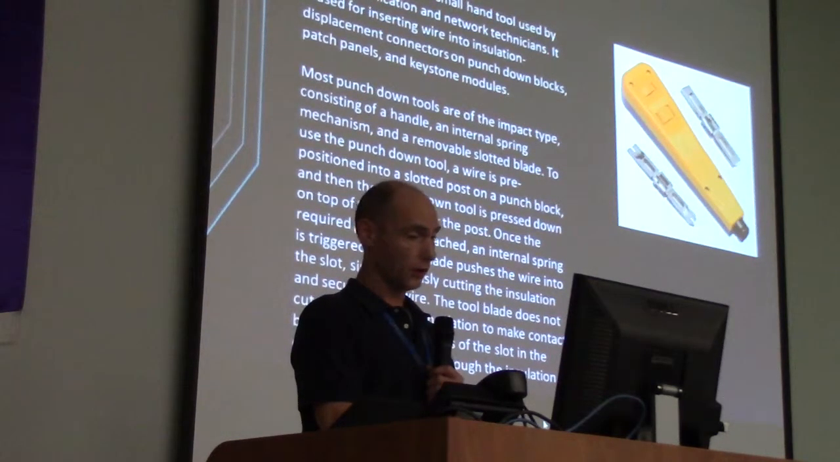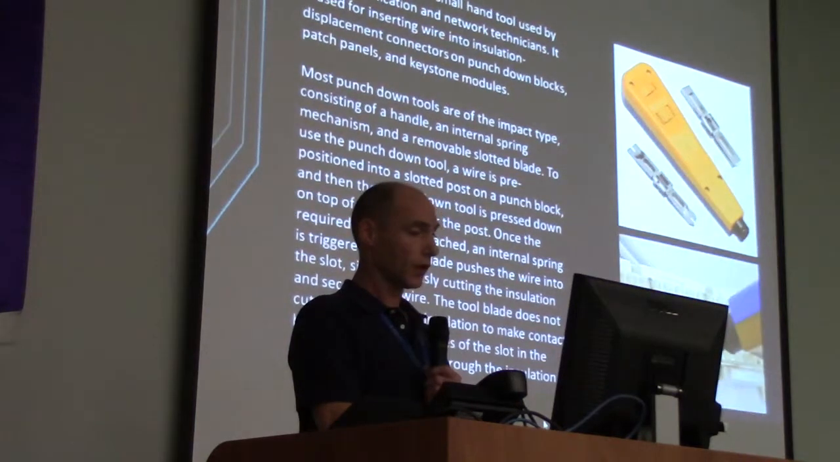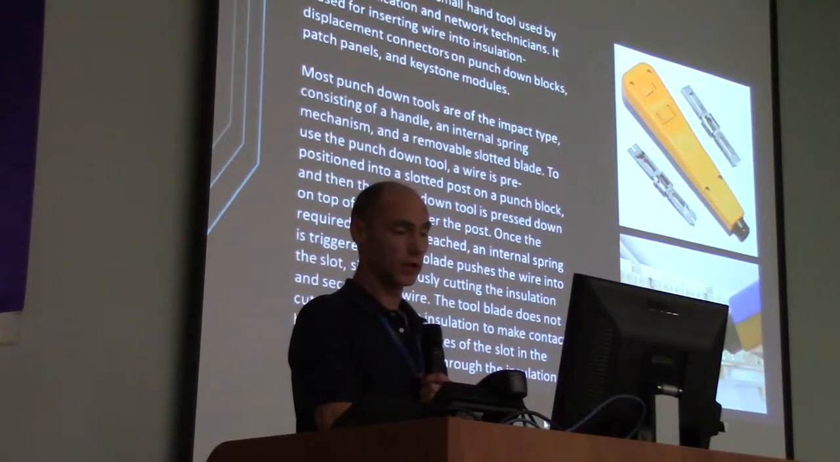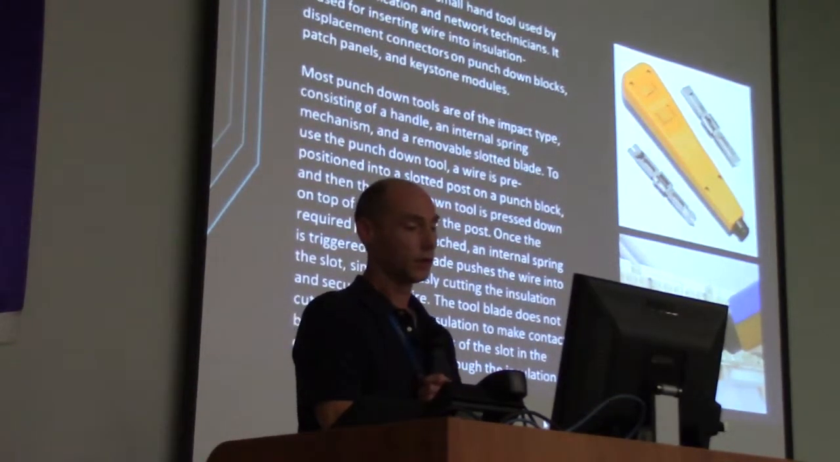It's pressed on top of the wire over the post. Once the required pressure is reached, an internal spring is triggered and the blade pushes the wire into the slot, simultaneously cutting the insulation and securing the wire. The tool blade does not cut through the wire insulation to make contact, but rather the sharp edges of the slot and the contact post itself slice through the insulation.